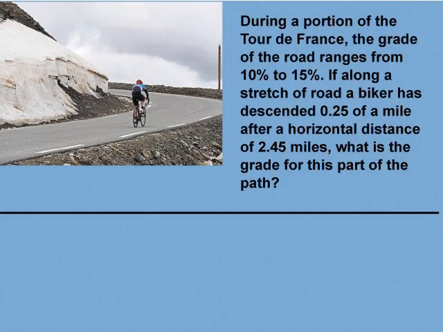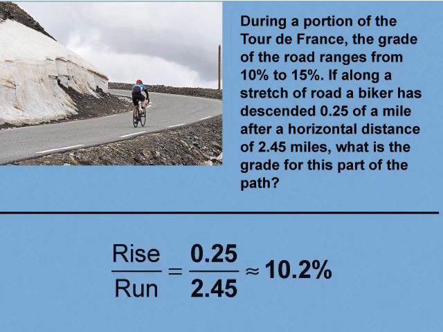During a portion of the Tour de France, the grade of the road ranges from 10% to 15%. If along a stretch of the road a biker has descended 0.25 of a mile after a horizontal distance of 2.45 miles, what is the grade for this part of the path? In this example, we know the grade is between 10% and 15%. In fact, we are given the rise and the run, so we can calculate the slope, and therefore the grade. We divide 0.25 by 2.45 to get a grade of approximately 10.2%.